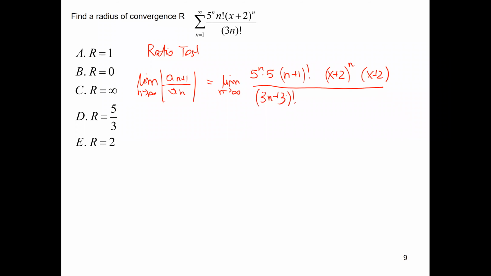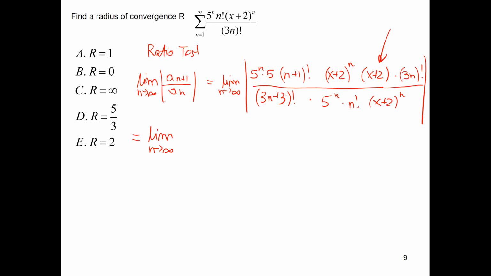And then I have to multiply by the reciprocal. This will be 3n factorial. This will be 5 to the n factorial, x plus 2 to the n. And for this one, we have to keep absolute value, especially for the x plus 2. Okay, because x plus 2 could be negative, we still want everything positive. Okay, let's see what we have.